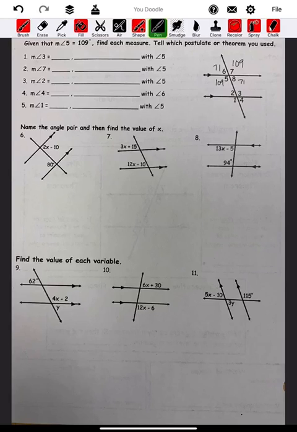Now we move on to angle 3. If you notice, angle 8 and angle 3 are consecutive interior. And remember, consecutive interior angles are not congruent. They're supplementary. So that means that we're going to take 180 and subtract 71 from it. We should get 109. So that means angle 3 is 109 degrees.